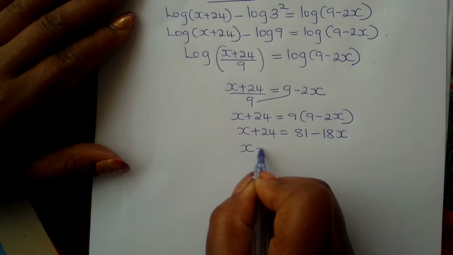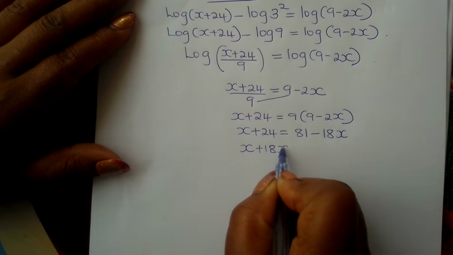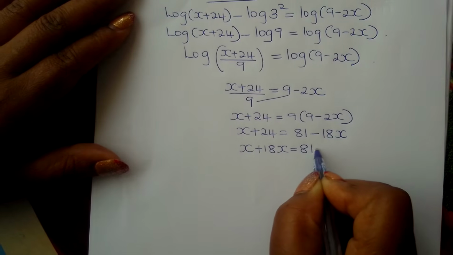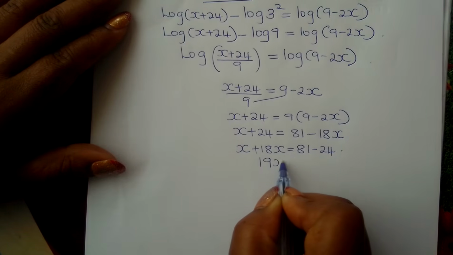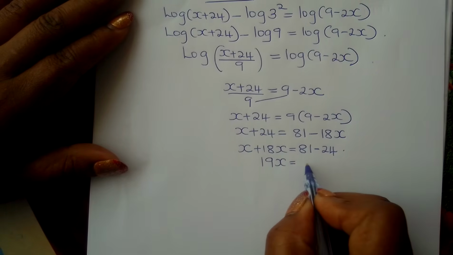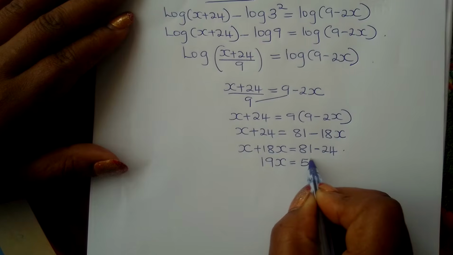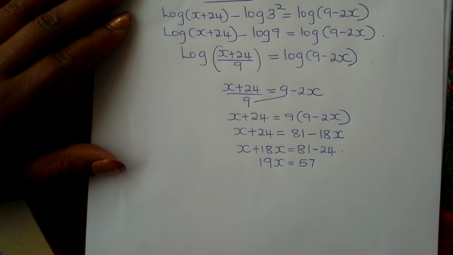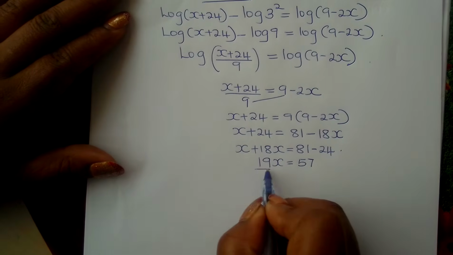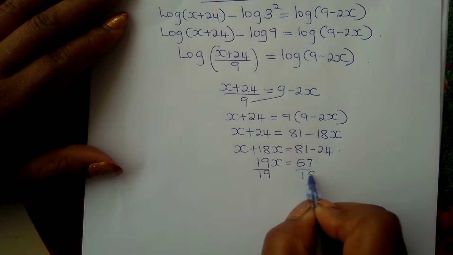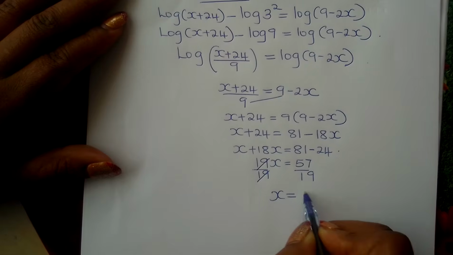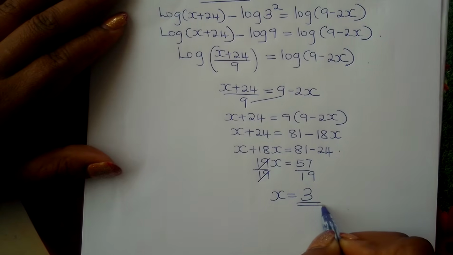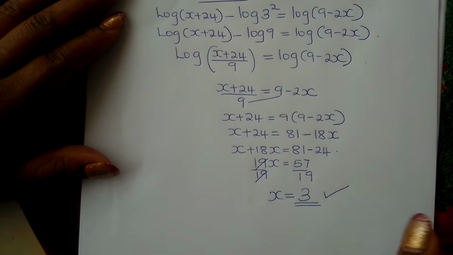So you get x + 18x = 81 - 24. This gives you what? 19x = 57. Divide both sides by 19, learner, and therefore our x is equal to 3. And that is the answer.